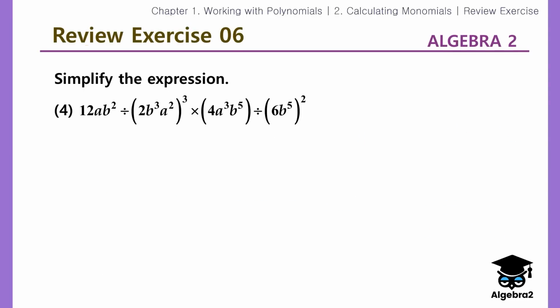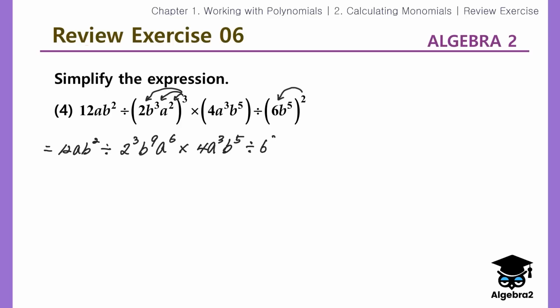Okay, finally, number 4. We're going to eliminate these parentheses first. Okay, so number 4 is equal to 12ab squared divided by, that's going to be 2 cubed b to the 9 a to the 2 times 3, 6, times, we have 4a cubed b to the 5, right? And divided by, we have 6 squared b to the 2 times 5, that's 10, right?